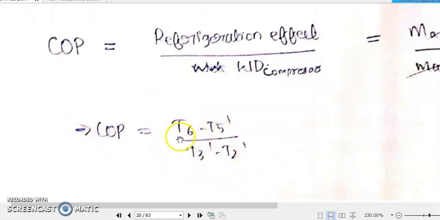T6 is the temperature maintained inside the cabin where the passengers, electronic payloads or anything which needs to be cooled are kept. T5 dash is the temperature at the exit of the turbine. T3 dash is the temperature of the air coming out from the main compressor. T2 dash is the temperature of the air coming out after the ramming process. Okay, so please remember this expression and try to understand this derivation. You practice it. Thank you. Let us continue later.